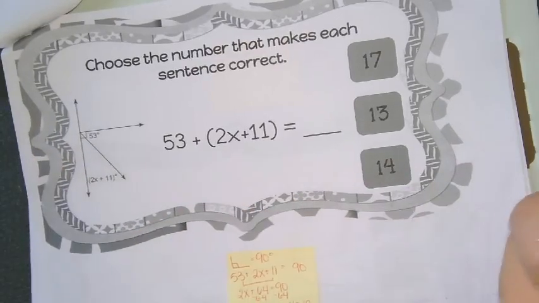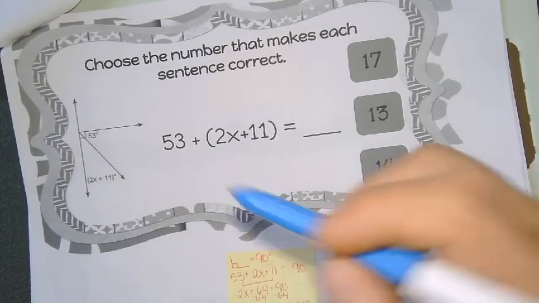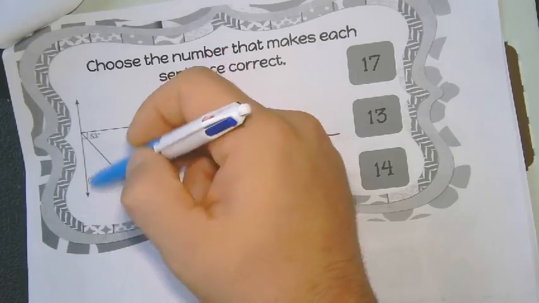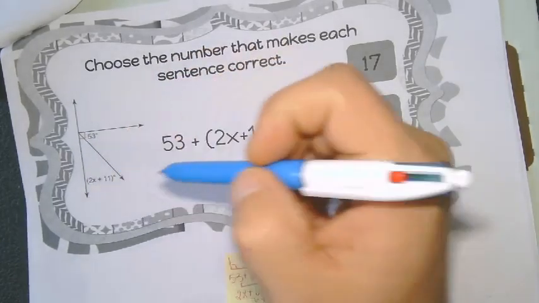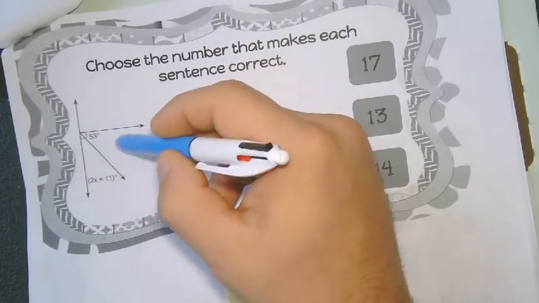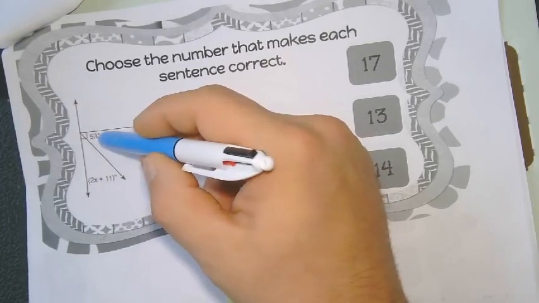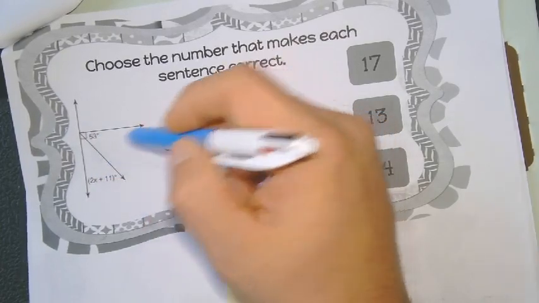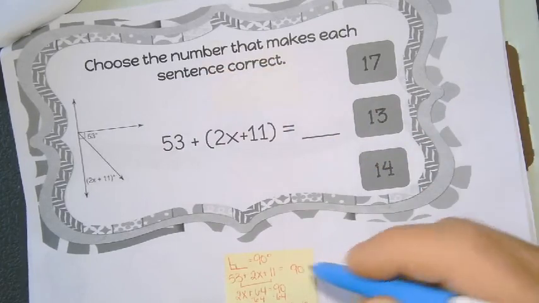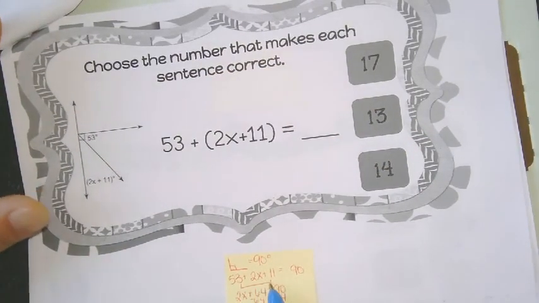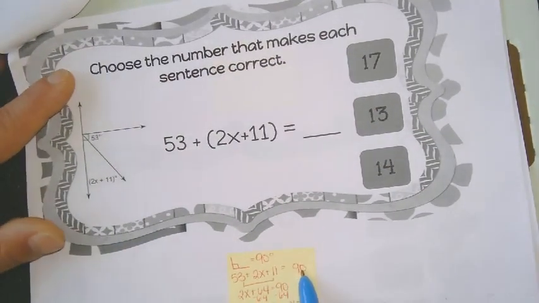Here, we got two sets of lines. We have to look at it more to figure out what we have. We have a 180-degree line and we have a complementary line. Okay, because it's talking about these two interior lines, we got 53 and 2x plus 11, and we're talking about complementary, not supplementary. So 53 plus 2x plus 11 equals 90.